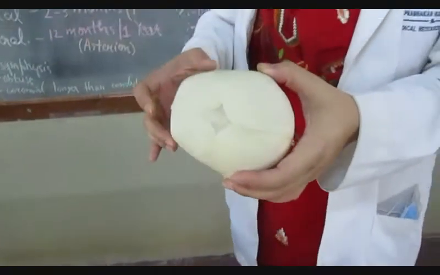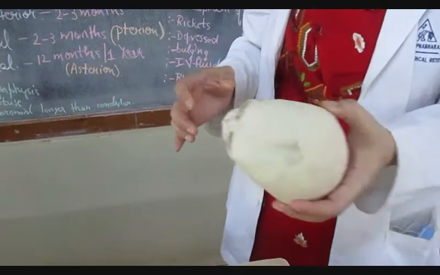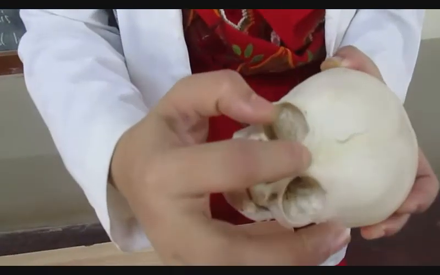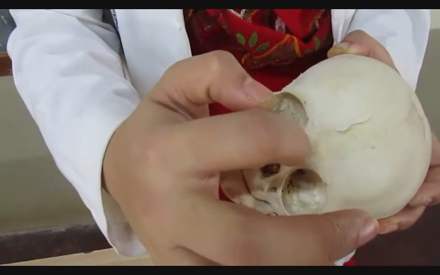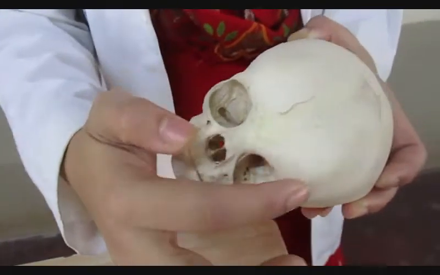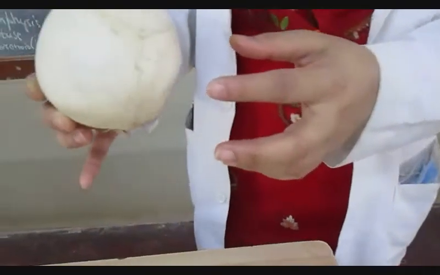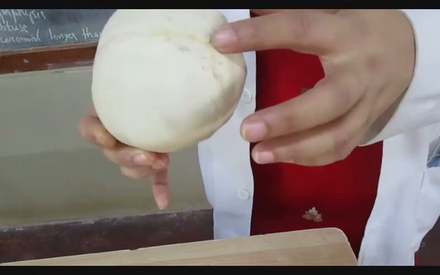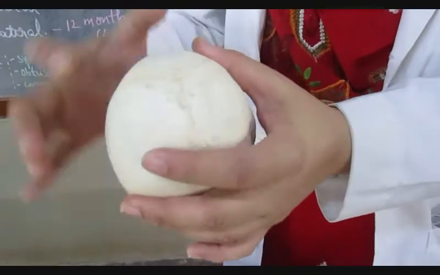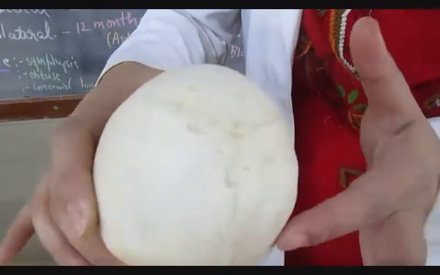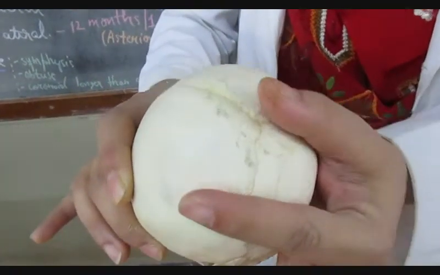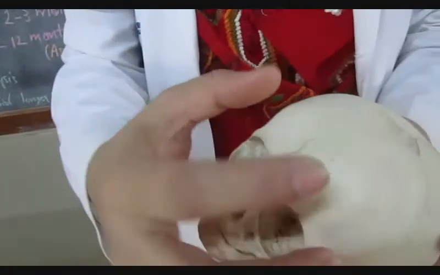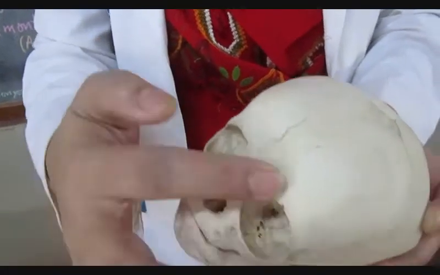Then nasion. Nasion is nothing but the glabella. The glabella is the root of the nose, and this is the supraorbital margin. Then the occiput is the region between the lambdoid suture and the nape of the neck. This area is called the occiput. Okay, sinciput is made up of the brow and the face.